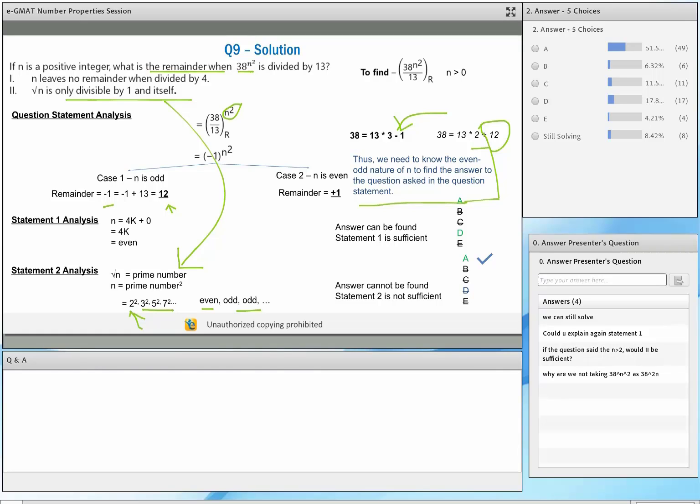Why are we not taking 38 to the power n squared as 38 to the power 2n? Because it is n squared. It is not 2n. If it were 2n, then it would have been completely different. Then you are dealing with an even number, and the question would not have even existed because you would have had all the information in the question statement itself.